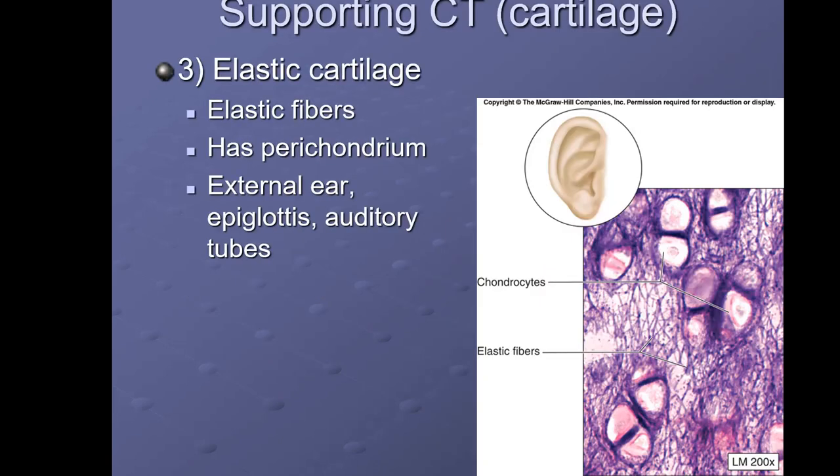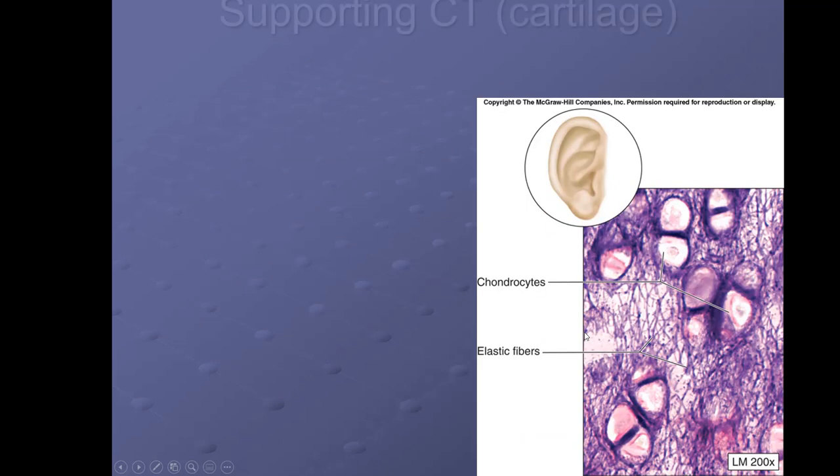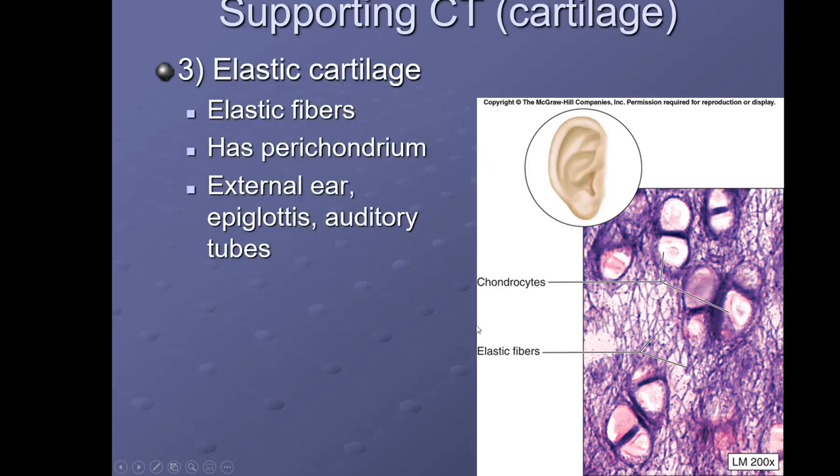Then the last type of cartilage is called elastic. And elastic is identifiable by elastic fibers. So you see fibers. You still see the chondrocytes lying in lacunae. And so this has a little more stretch to it because it has elastic fibers. So it does have a perichondrium. And just to go back for a moment, I didn't say this, but it was up on the slide. The fibrocartilage does not have a perichondrium. Elastic and hyaline do.